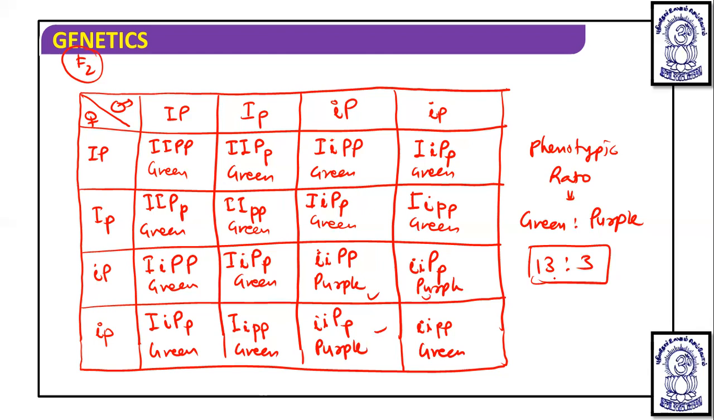In the next class, we will discuss that multiple genes are there which are affecting only a single character, and that is known as polygenic inheritance. That we will discuss in a separate class. Okay, till then, thank you.